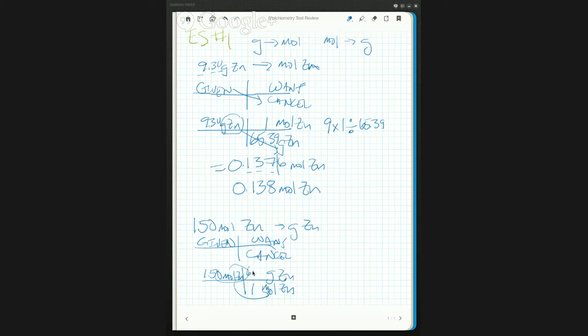1 mole and 65.39 grams on top. And 65.39 times 1.5 is going to end up giving us 98.085. We had 3 sig figs, so 98.1 grams of zinc. Number, unit, substance. Okay? All right, that was essential skill number 1.